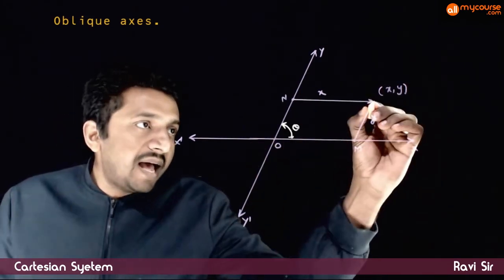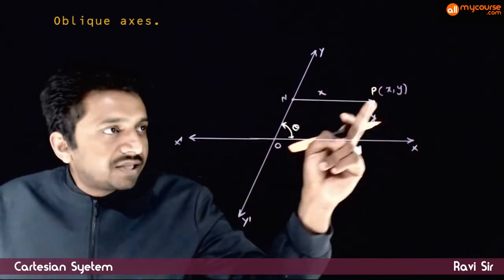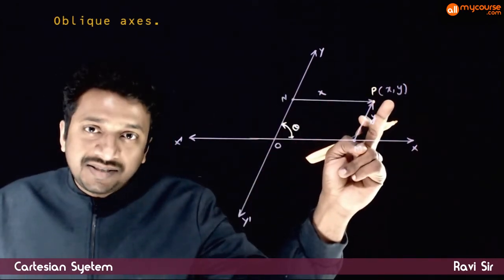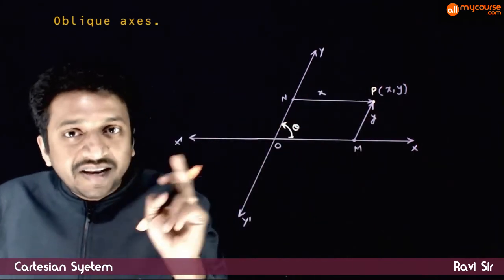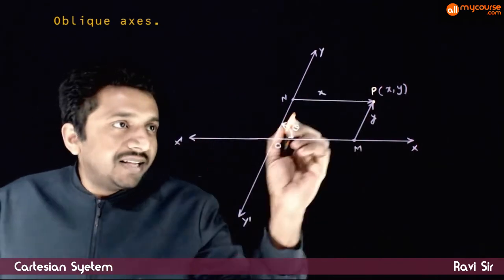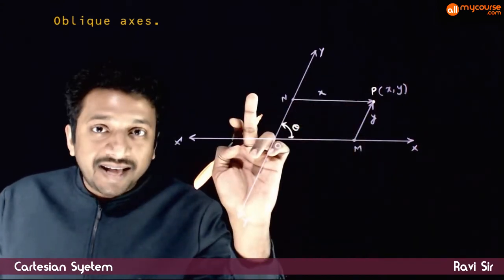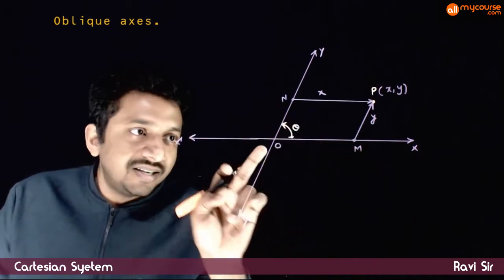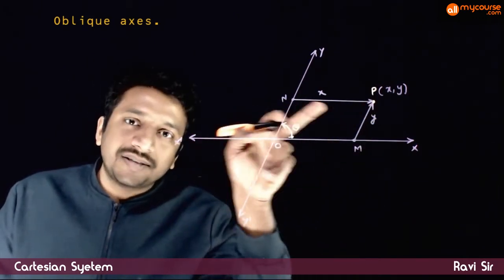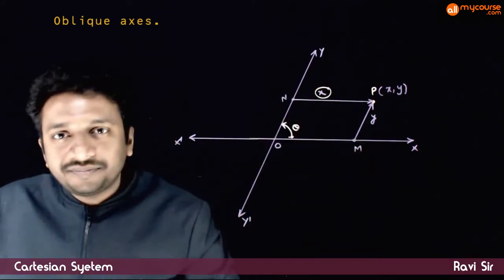For example, if you have a point P, the x coordinate of this point P is the distance from y axis measured in the direction of x axis. That is, you have to measure the distance of P from y axis in a direction which is parallel to x axis. That is, you have to go in the direction of x. Whatever is the distance is the x coordinate.